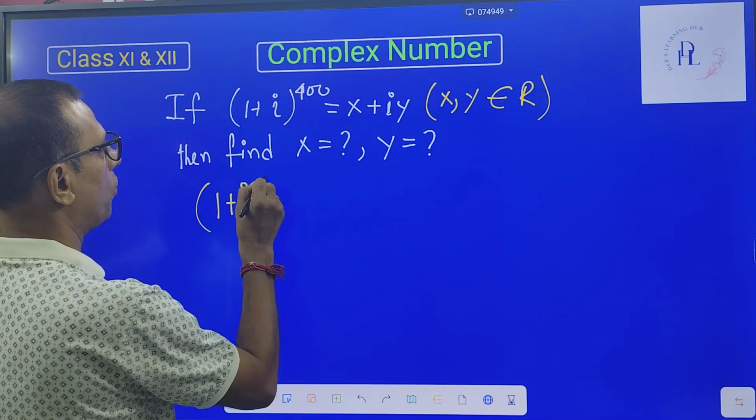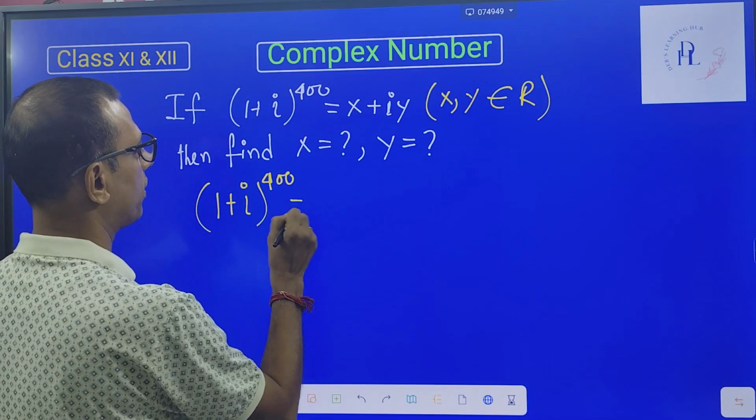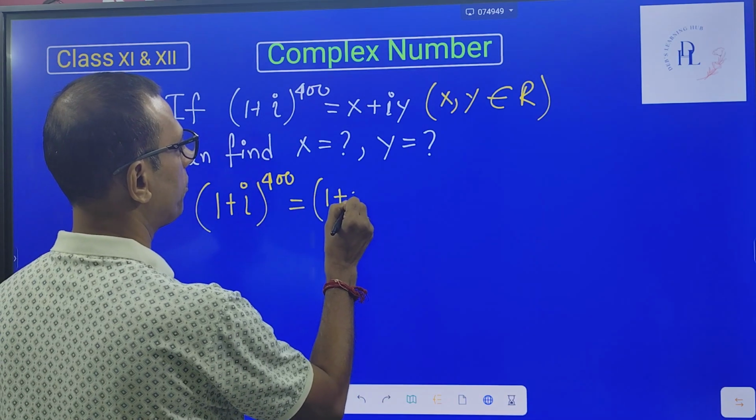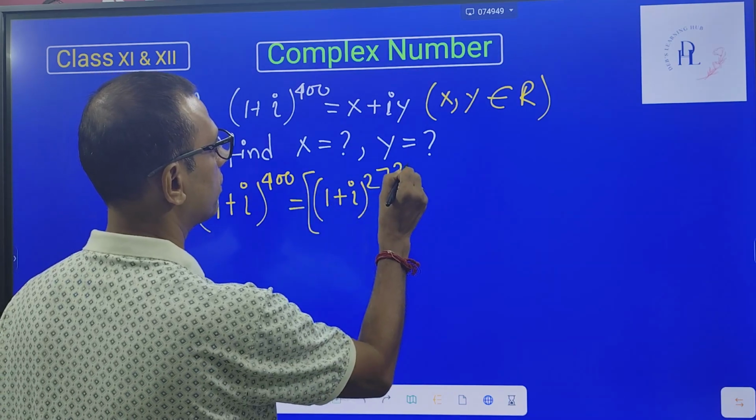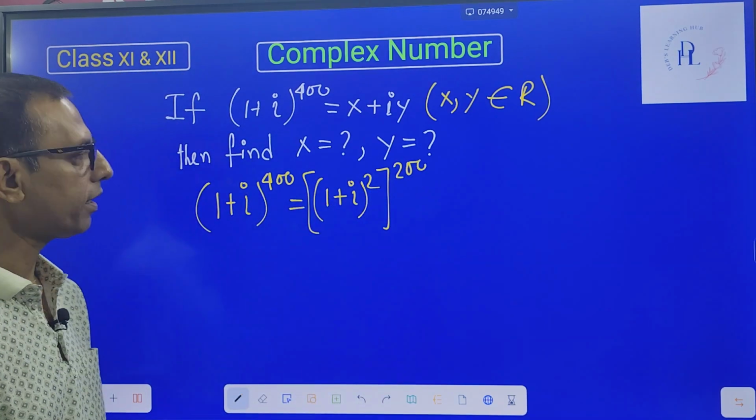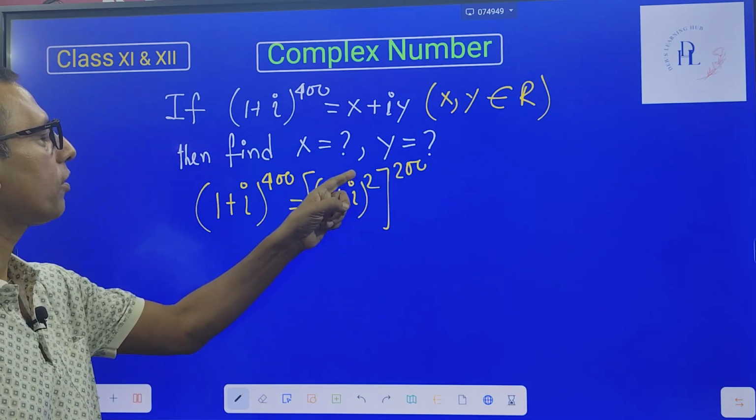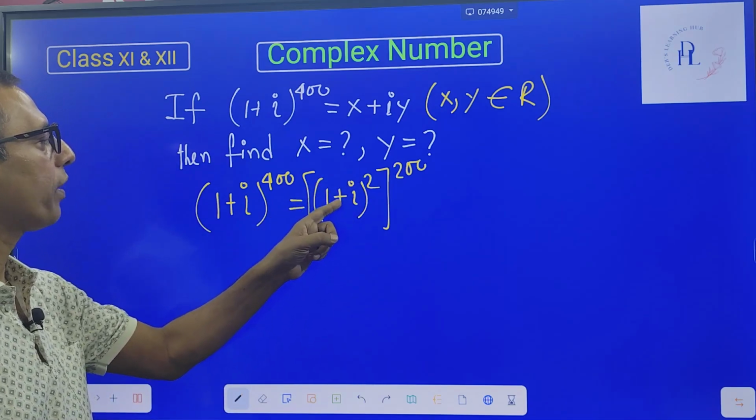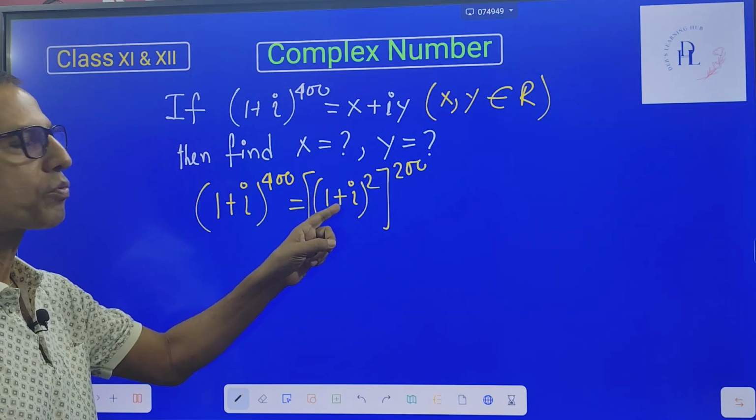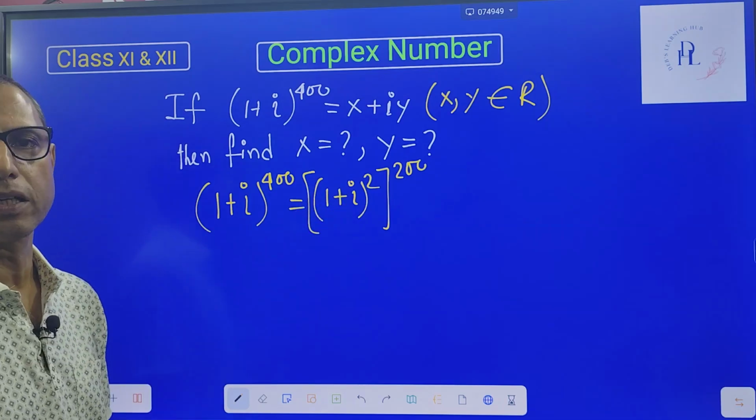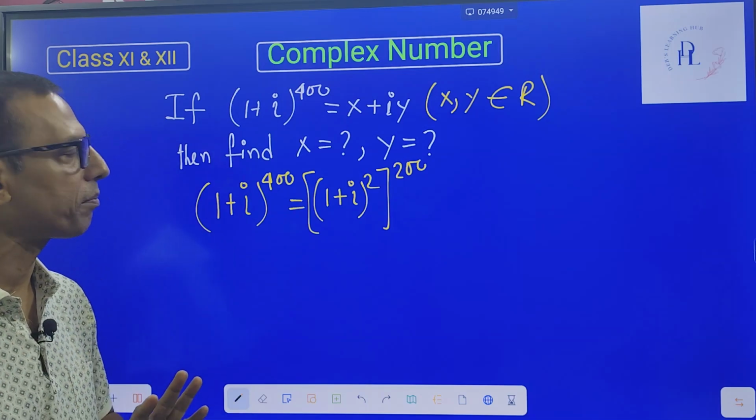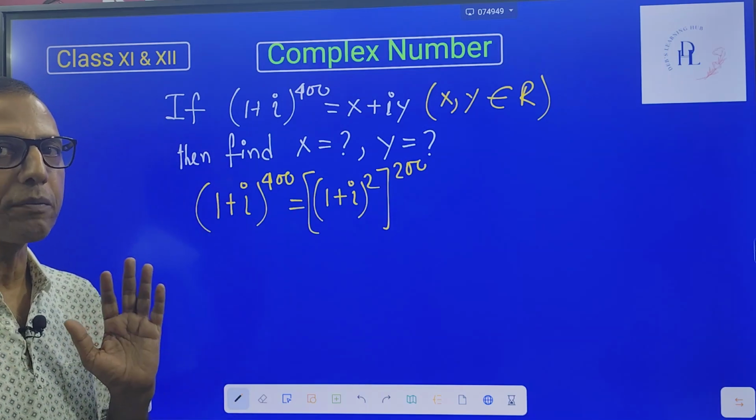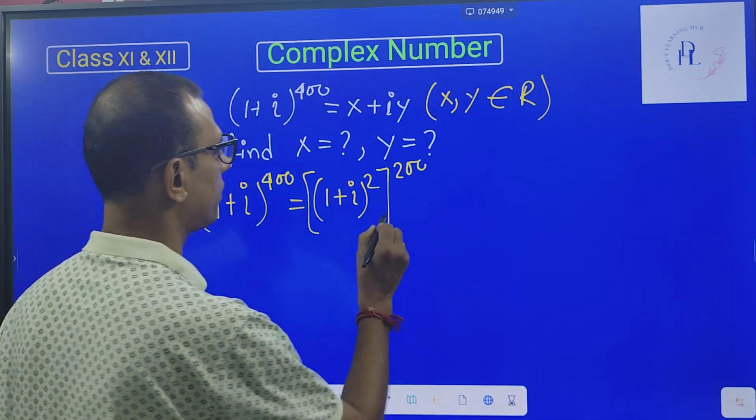(1 + i)^400 means what we can write down ((1 + i)^2)^200, isn't it? ठीक है ना? So क्यों ये (1 + i) whole square किया है? Because when we break it in (a + b) whole square फॉर्म में जब आएगा तब i square आ जाएगा. मेरे को जब भी ऐसा टाइप का प्रॉब्लम देगा then you need to see how you can bring i square into picture, right?